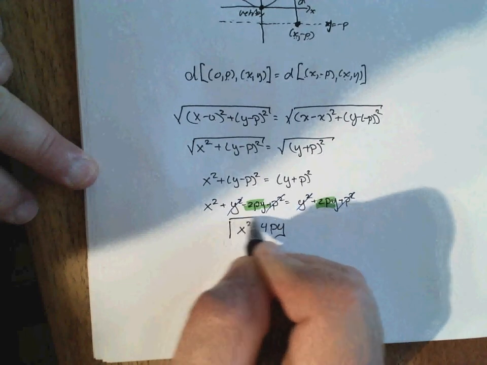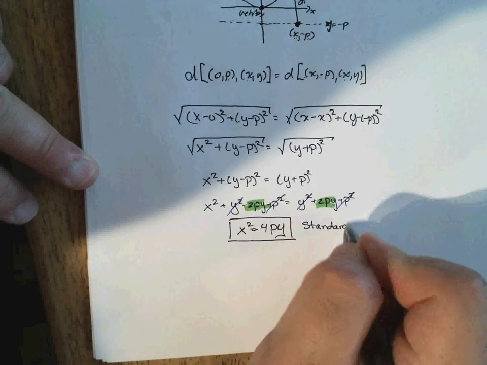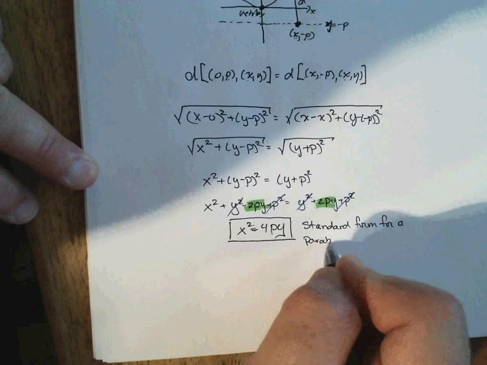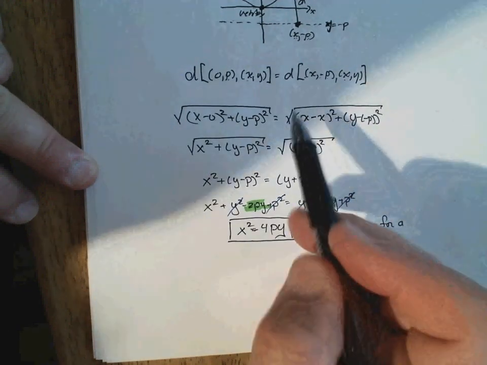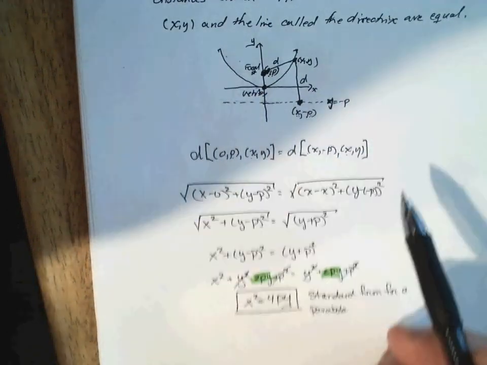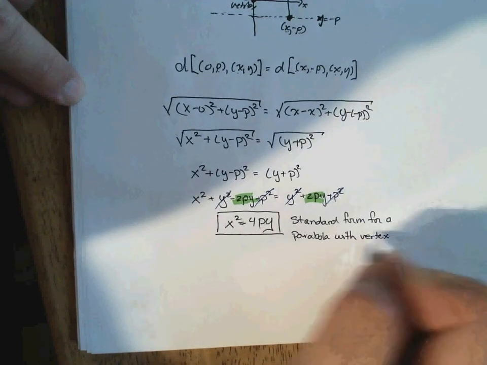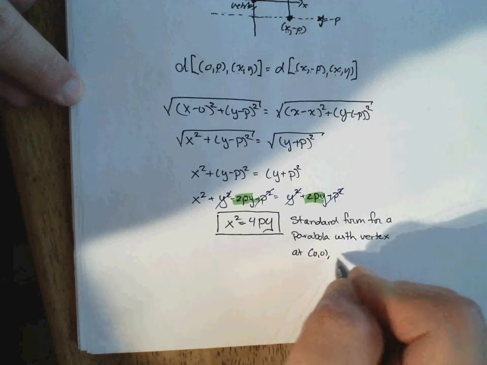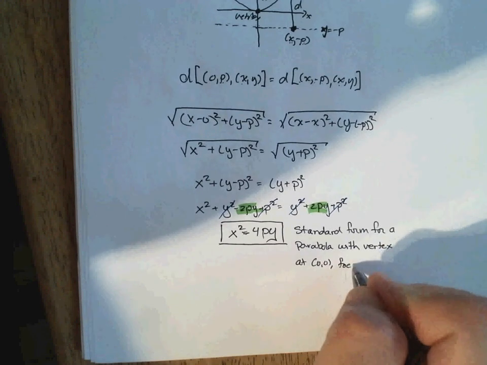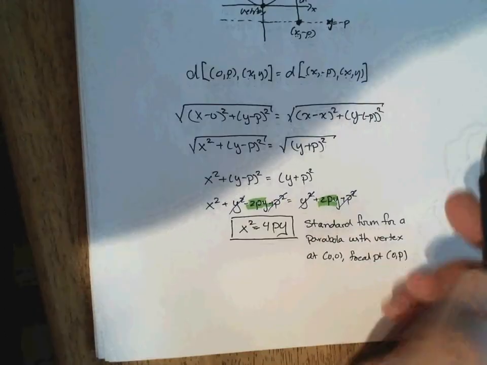And there you have it. This is the standard form for a parabola. A parabola specifically that, as we saw in the diagram up here, had its vertex at the origin. The focal point was (0, p). And the directrix was the line y equals negative p.